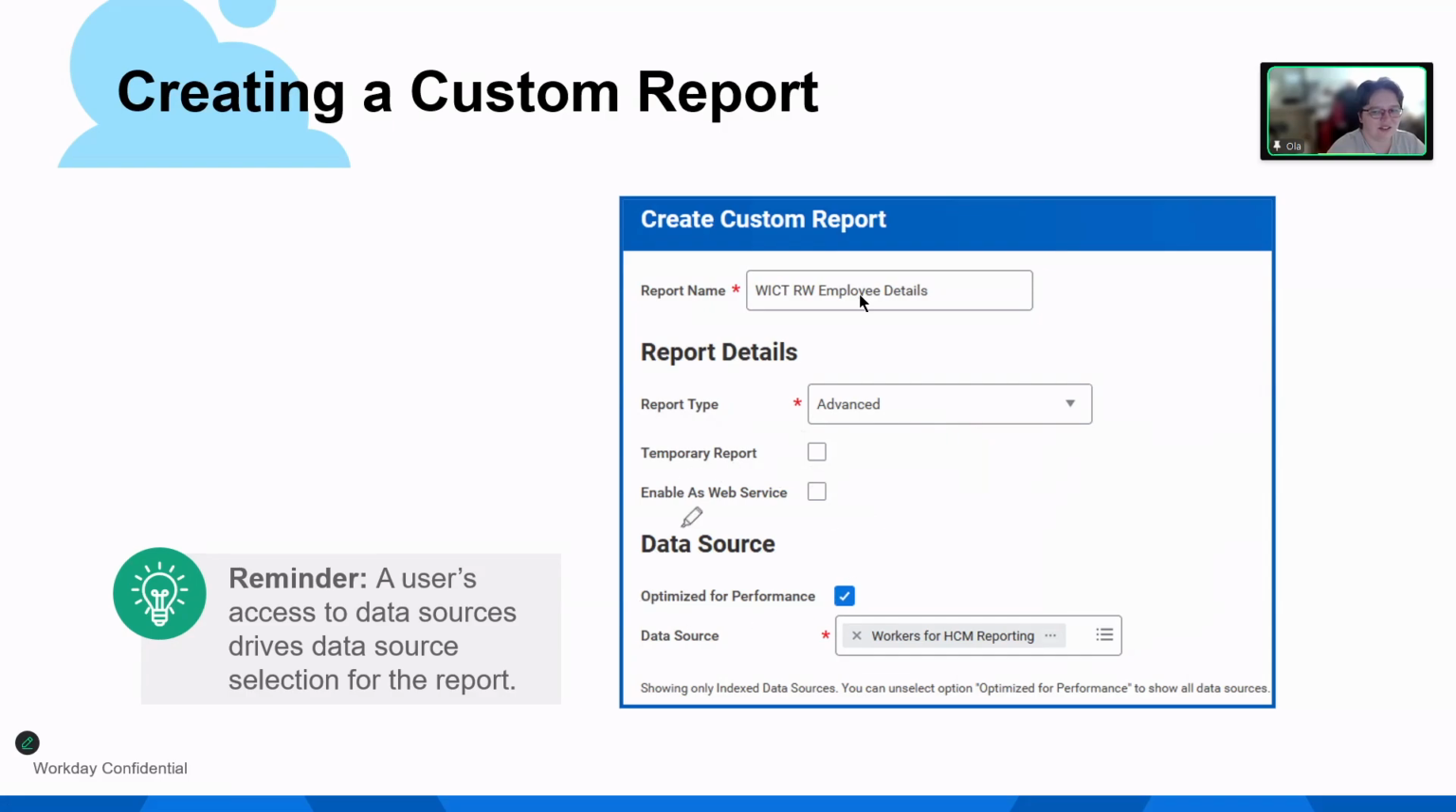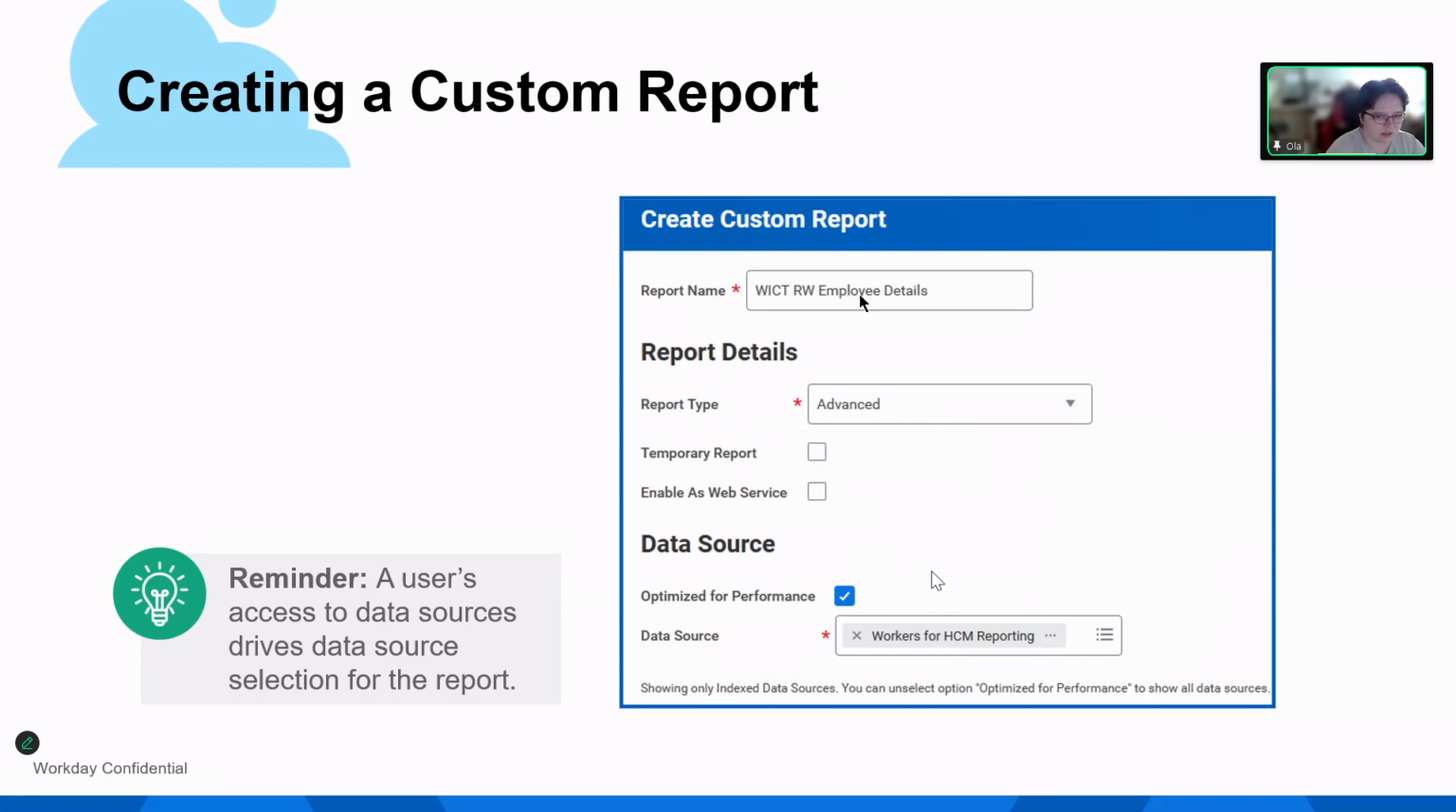And then data source. Of course, we know that we have to choose a data source. There are more data sources than you can see if this tick box is ticked. If you tick this tick box, it will show you only indexed data sources. If you untick it, you have access to all of the data sources.